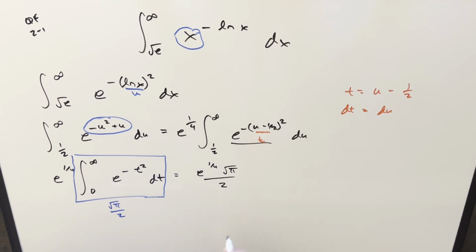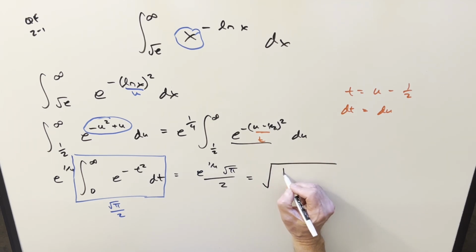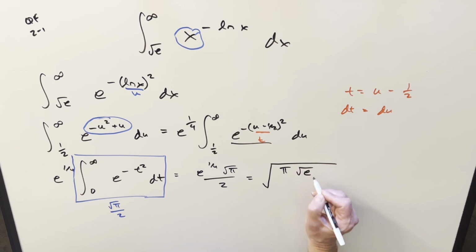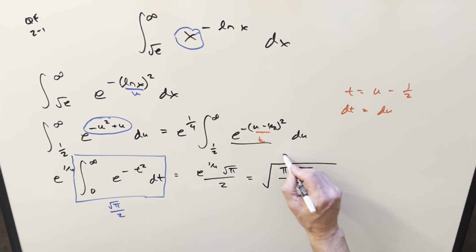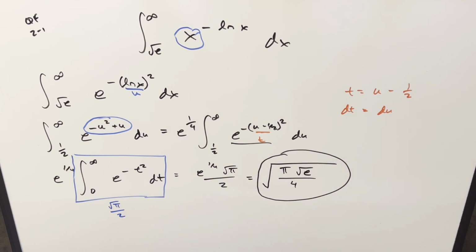This is fine for a solution, but I kind of like the fancy way of doing it. What I'll do is put it all in one square root, and I can write it as square root of pi times square root of e over 4, just squaring it. Again, you don't have to do it this way, but I kind of like it. I think also MIT had it this way. So for my final solution, we have square root of pi times square root of e over 4, and that's it.